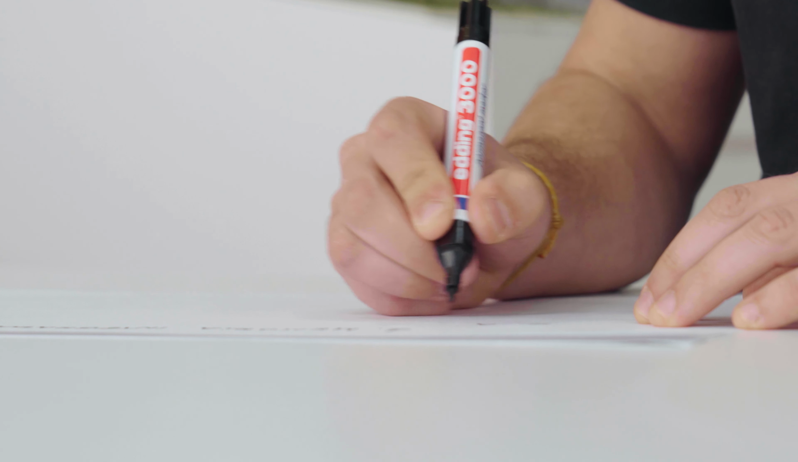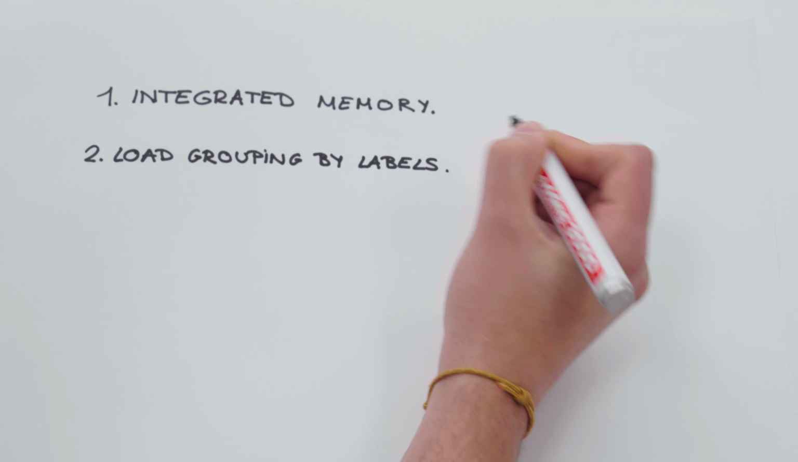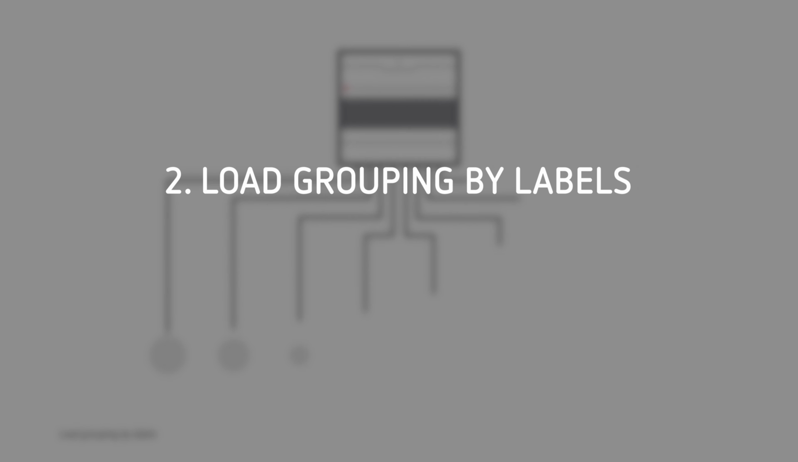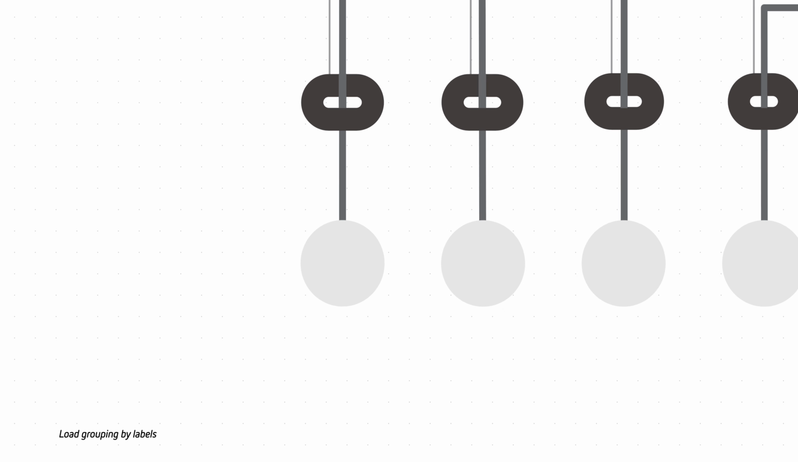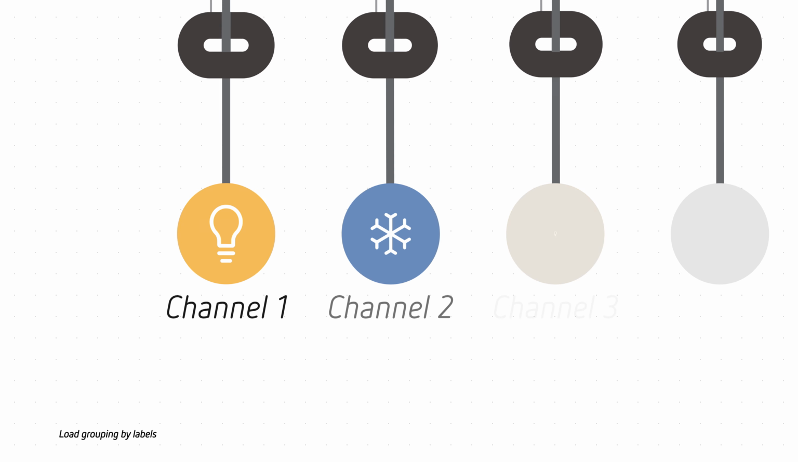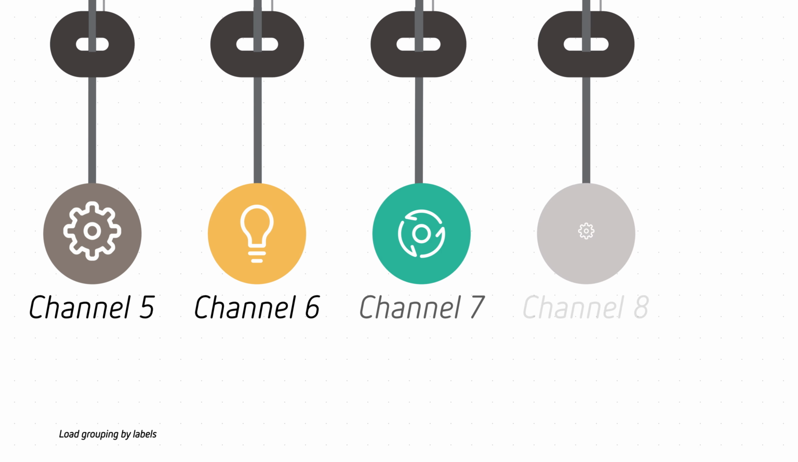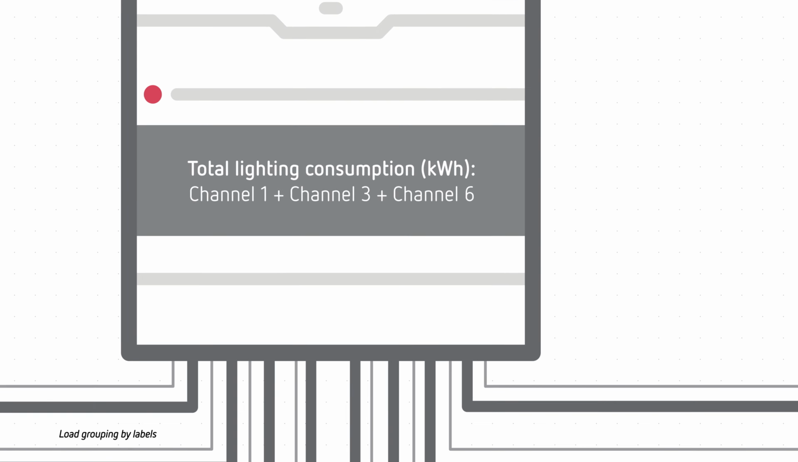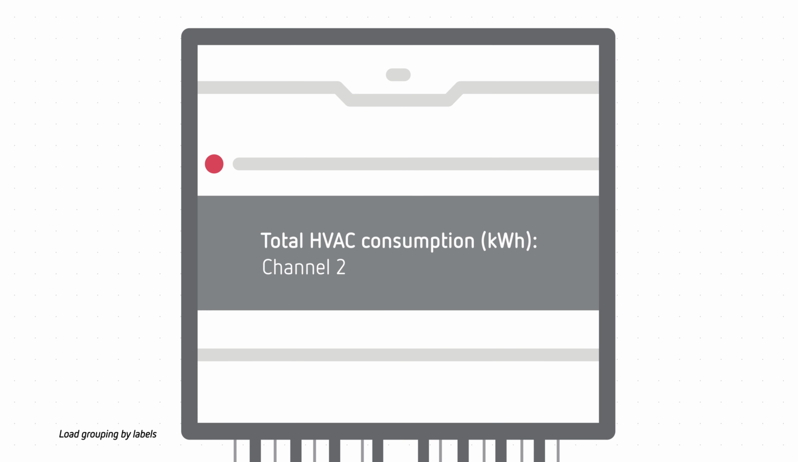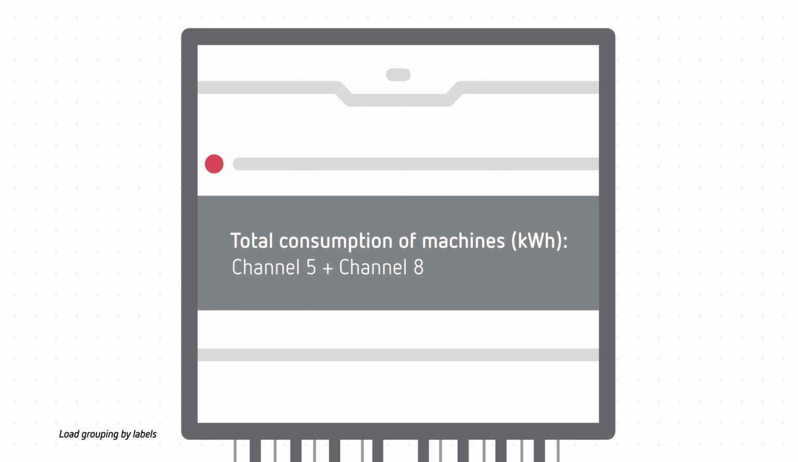2. Load grouping by labels. Describe the purpose of each circuit or load in your installation, and the analyzer will automatically group them without requiring any programming actions. The device directly displays the total consumption of each usage group, such as lighting or air conditioning, either on the screen or via the web server.